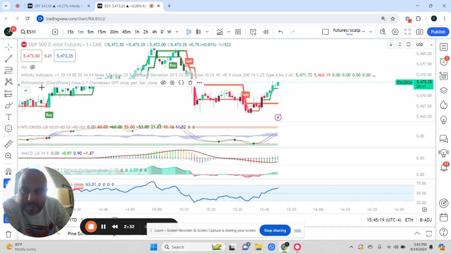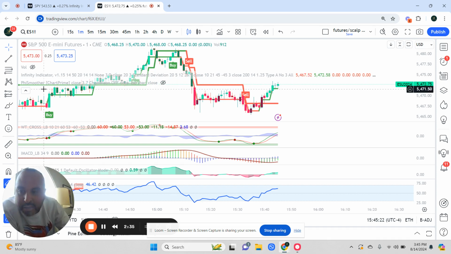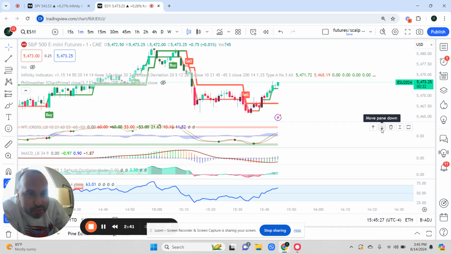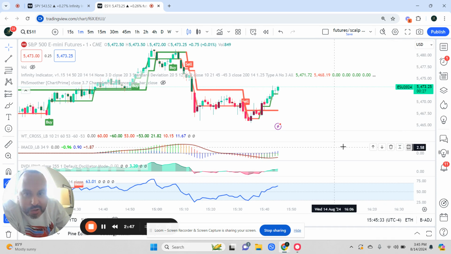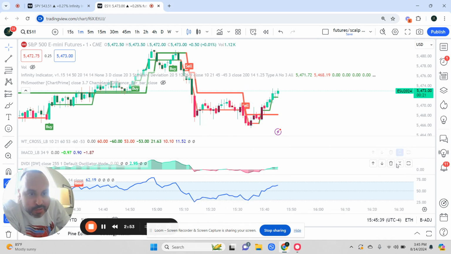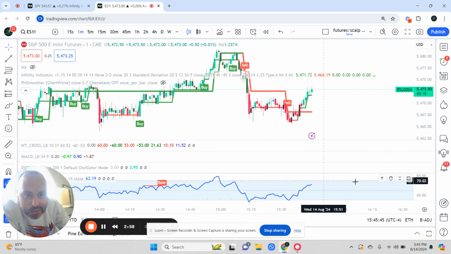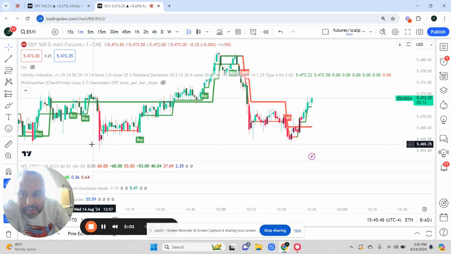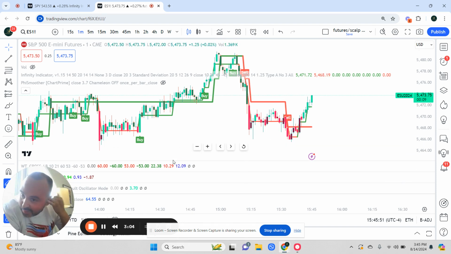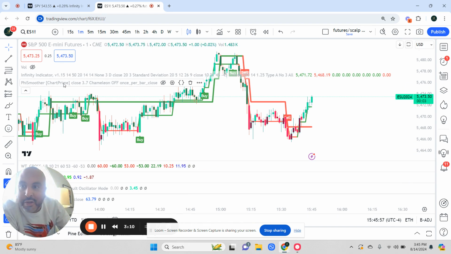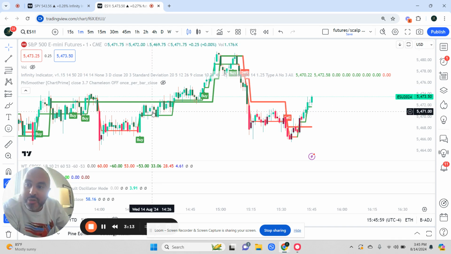First, let's start off with the infinity indicator, since the whole premise of this is so you don't need to use any of these indicators, right? So I'm going to collapse our wave trend, I'm going to collapse our impulse MACD, I'm going to collapse our DVDI, and I'm going to collapse our RSI divergence, because the way I'm selling this product is that you only need to use this one indicator, and you can have success doing so.